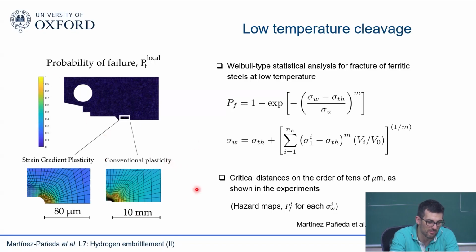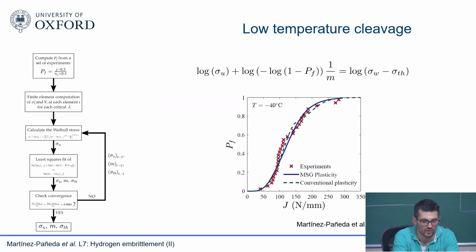And when you have conventional plasticity, we have regions of failure that are on the order of 10 millimeters, while with gradient plasticity it is on the order of more like 100 microns. And when you look at the experiments and you look at the critical distance for cracking, you can see it's based on inclusions, and people have done very careful observations of fracture surfaces and so on. They typically report between 20 and 100 microns. So it seems that this makes much more sense. So this seems to explain as well this kind of low temperature cleavage.